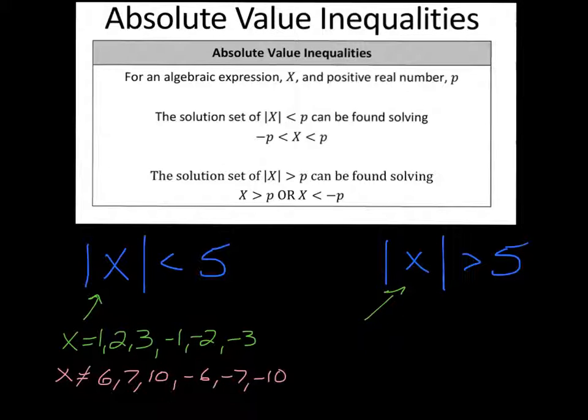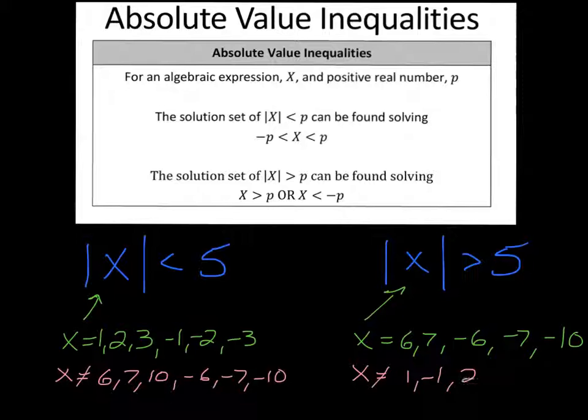Okay, conversely, let's talk about this other situation right here, looking for numbers that work for x in this case. We're looking for numbers that have an absolute value greater than 5. So numbers like 6 and 7 work, but also numbers like -6 and -7, or -10 for that instance. When we take the absolute value of those numbers, we get the positive version of them. Numbers that don't work in this second case are numbers like 1 and -1, 2, -3, numbers that when we take the absolute value, we get a value less than 5. So only the numbers in the second one with absolute values greater than 5 work.